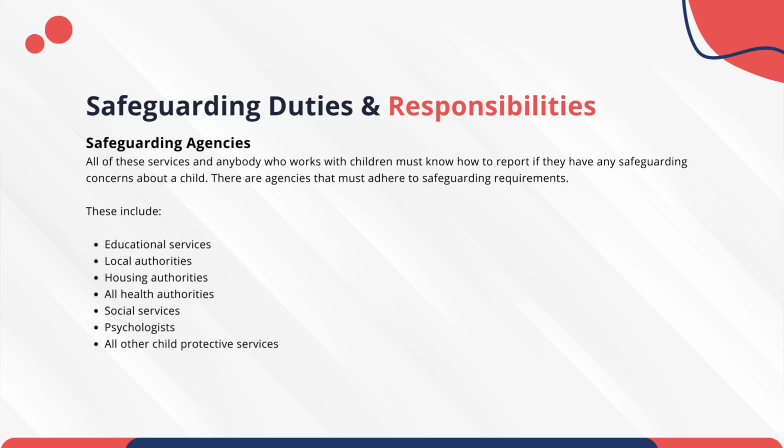Safeguarding agencies. All of these services and anybody who works with children must know how to report if they have any safeguarding concerns about a child. There are agencies that must adhere to safeguarding requirements. These include educational services, local authorities, housing authorities, all health authorities, social services, psychologists, and all other child protective services.